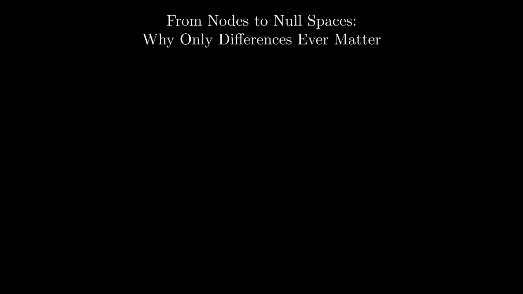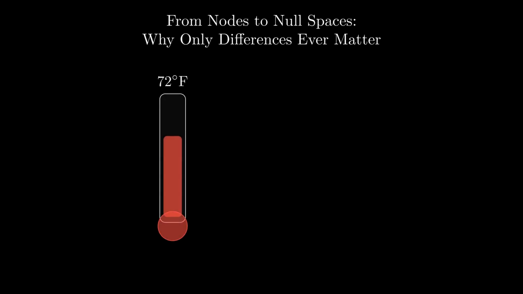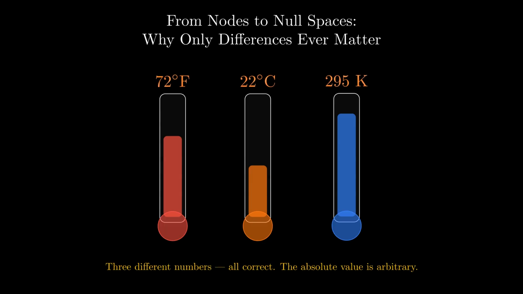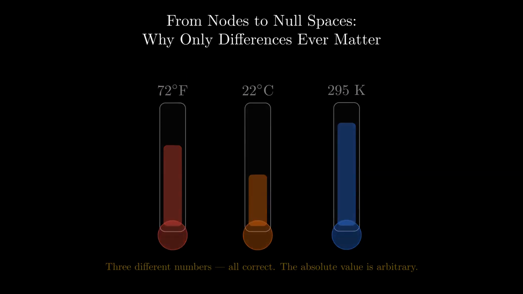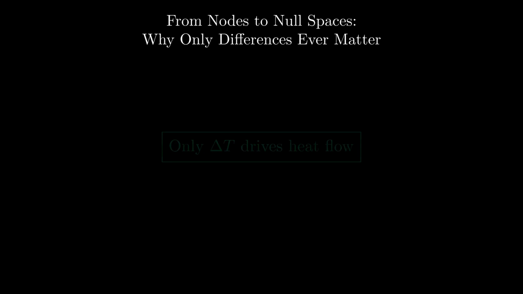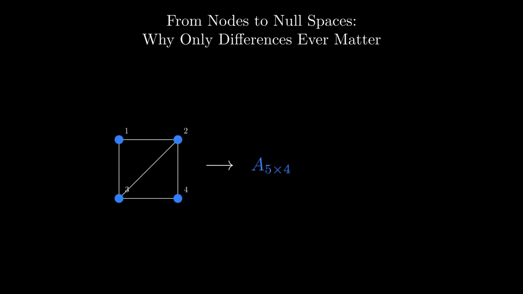Consider the temperature right now: 72 degrees Fahrenheit, 22 degrees Celsius, 295 Kelvin. Three different numbers, and all of them are correct. The absolute value is arbitrary. Only the difference between two temperatures drives heat flow. Linear algebra proves why this must be the case, and it starts with a simple graph.